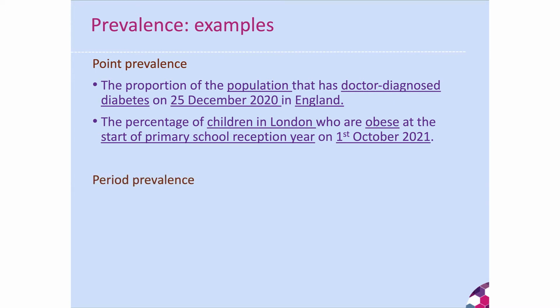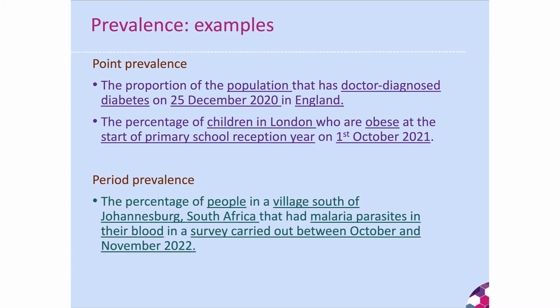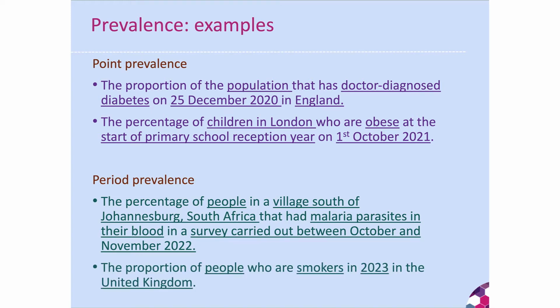And a period prevalence would be the percentage of people in a village south of Johannesburg, South Africa, that had malaria parasites in their blood in a survey carried out between October and November 2022. And the proportion of people who are smokers in the year 2023 in the United Kingdom.